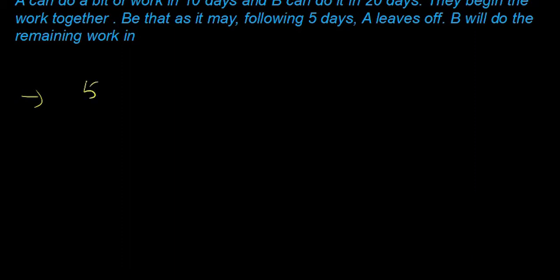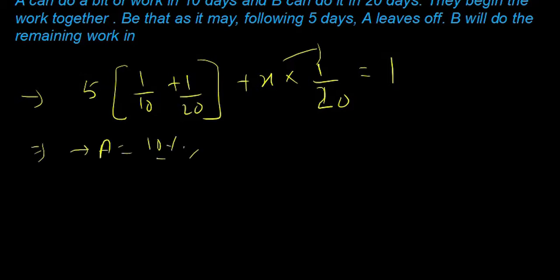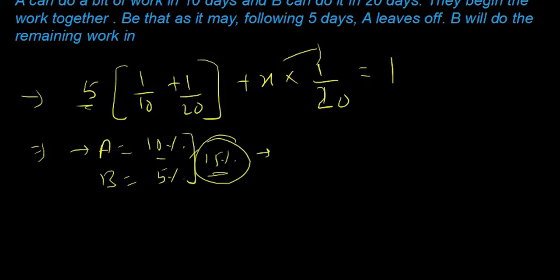So for 5 days they work together as 1 by 10 plus 1 by 20, plus x into, as A leaves off, so it is x by what? B, and the value of B is what? 20, and equals 1. Get the value of x very accurately. You can do another thing as a percentage value. A, 1 upon 10, so 10%. B, 1 upon 20, is 5%, so total work done is 15%. They did it for 5 days, so 15 into 5 is 75% work done.